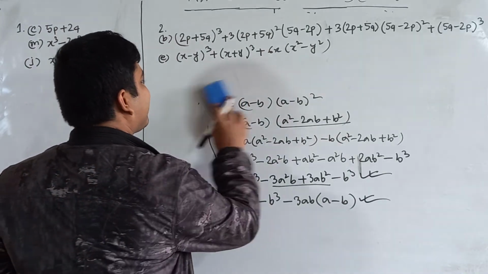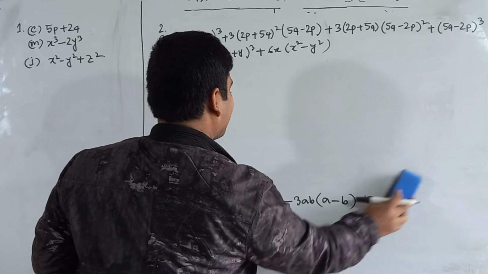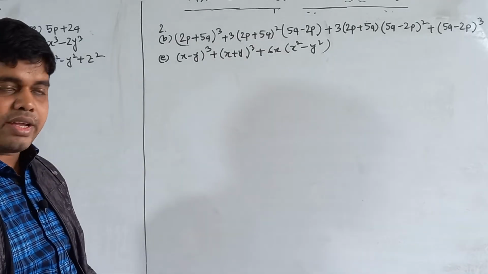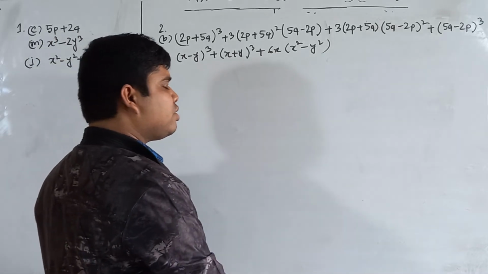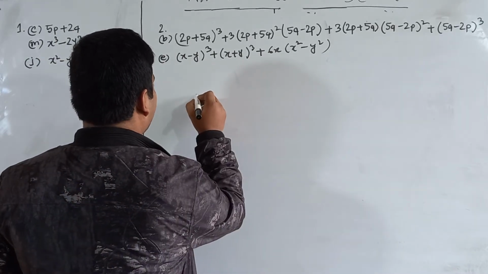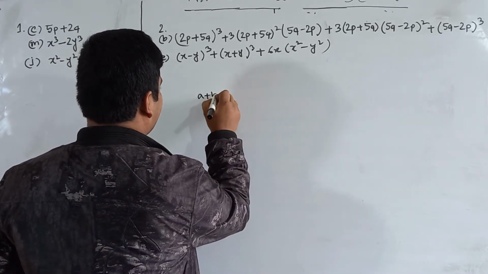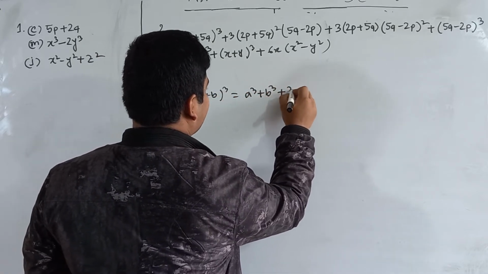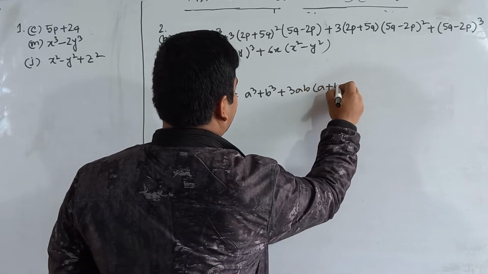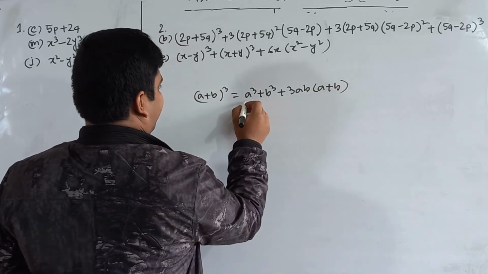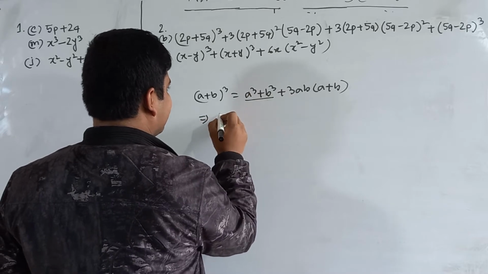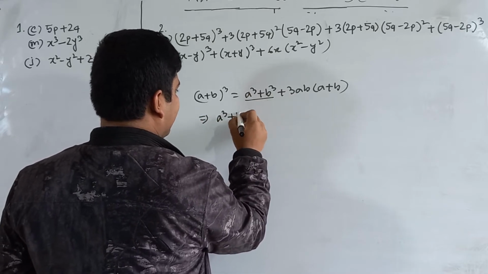Now my dear students, by using these two formulas, a plus b whole cube and a minus b whole cube, we find another two formulas. One is, notice, a plus b whole cube equals a cube plus b cube plus 3ab into a plus b, right? We want to find out the value of a cube plus b cube. So how can we change the whole side, a cube plus b cube?